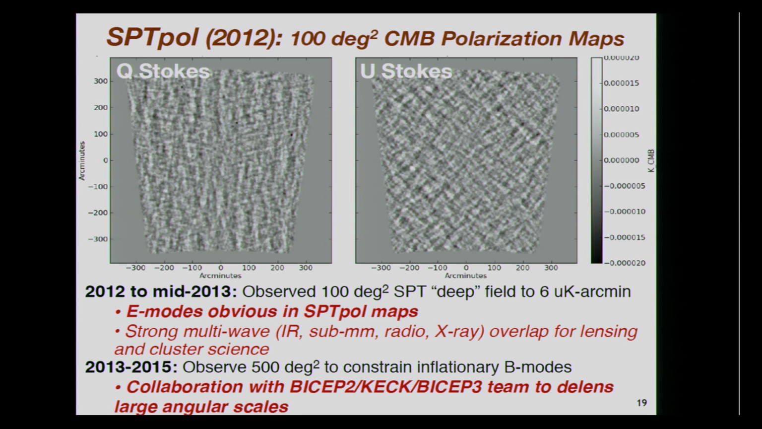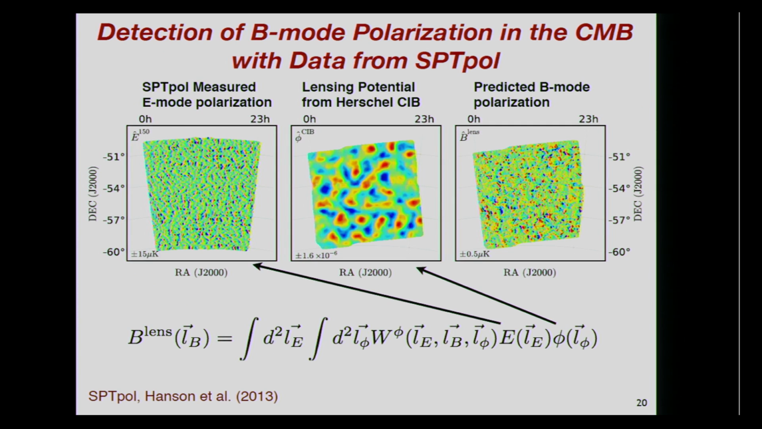I'm going to talk next about the results for the B-mode detection using this data. But just to say now that we've moved on to a 500 square degree field, which we've chosen to overlap with the BICEP2 and KEK experiments, so that this high resolution detection of B-mode lensing that can happen with SPT can be teamed very powerfully with these large-scale experiments like BICEP2 and KEK to de-lens their data and in principle improve constraints on the tensor to scalar ratio r. But those are still early days.